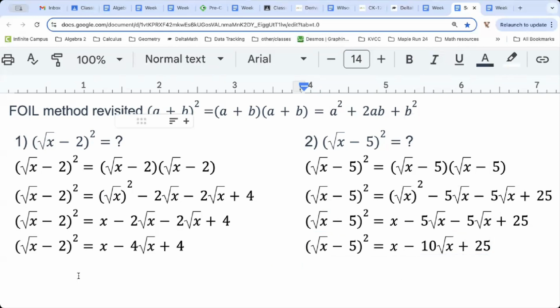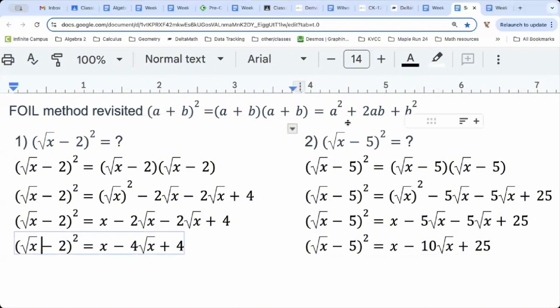So for those two perfect squares involving a square root of x, if you follow this template, you should get to the answers much, much quicker and easier.